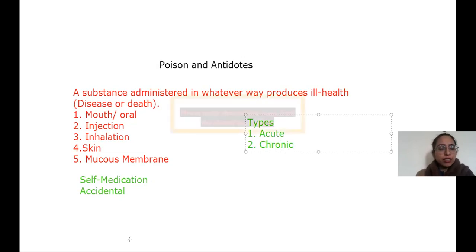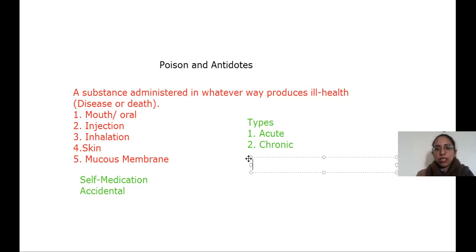And we can further divide this poisoning into different classes. One is accidental, the other is intentional. Accidental and intentional, these are the general classification ways. Other classes of poisoning and their treatment.